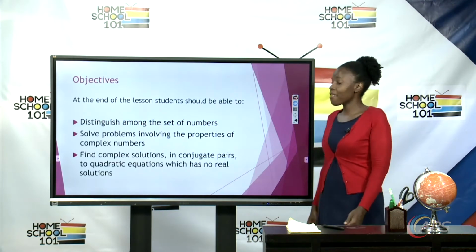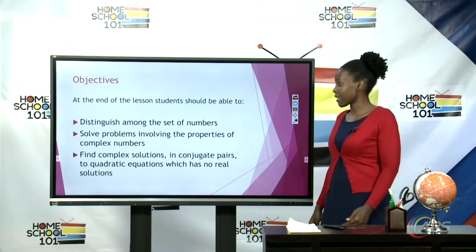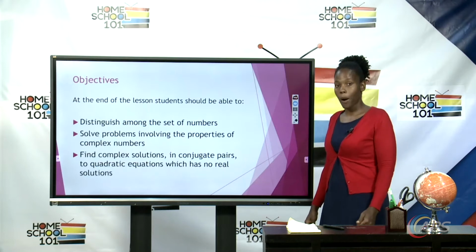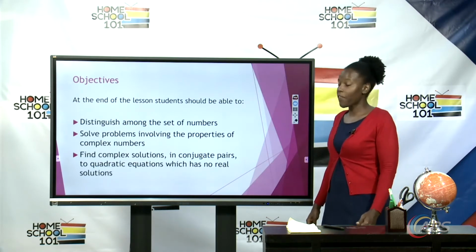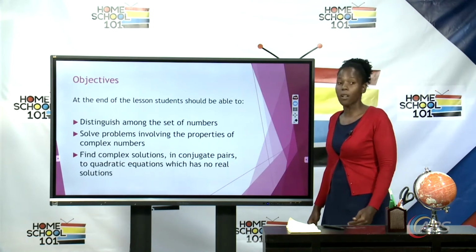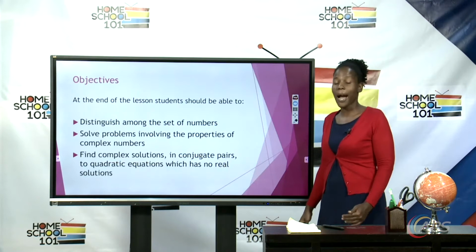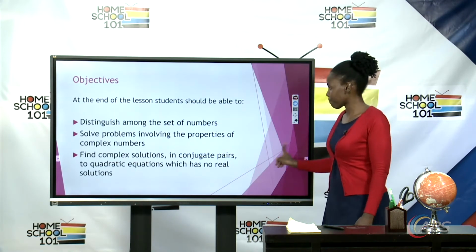So at the end of today's lesson, you should be able to distinguish among the set of numbers. You should be able to solve problems involving the properties of complex numbers. And finally, you should be able to find complex solutions in conjugate pairs to quadratic equations which have no real solutions. So let us get right to it.